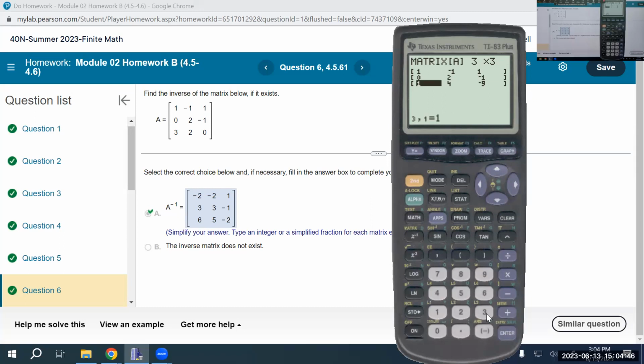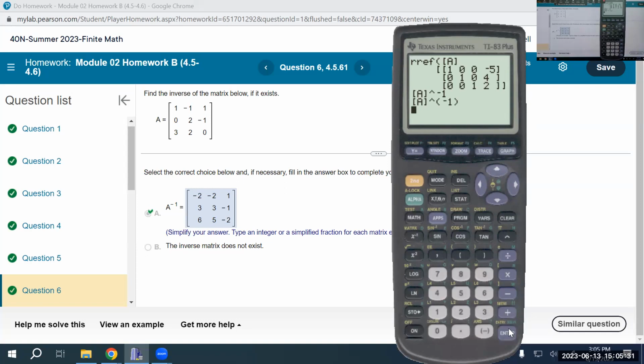1, 3, 2, 0. Okay, I think I did that. 1, -1, 0, 2, -1, 3, 2, 0. Home screen. Second matrix. Click on A here. You remember that notation I talked about with the exponent of -1? That's exactly what I'm going to do here. Exponent -1.